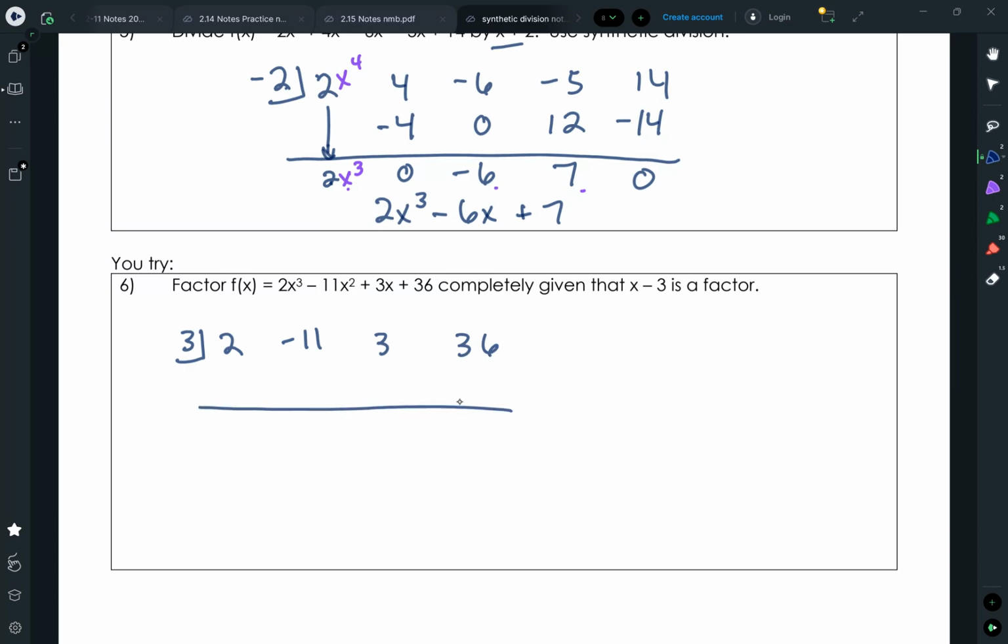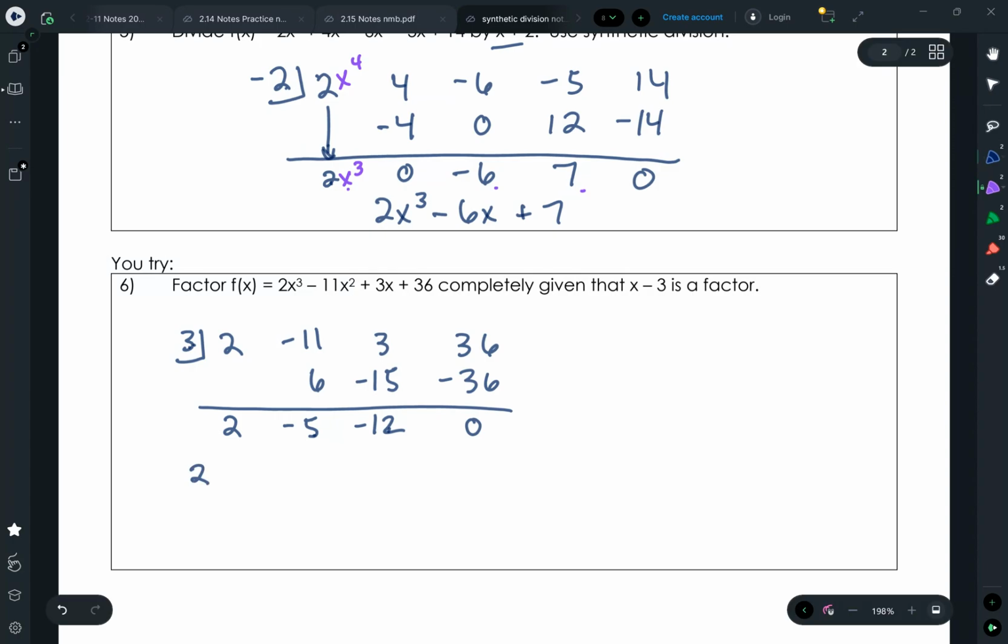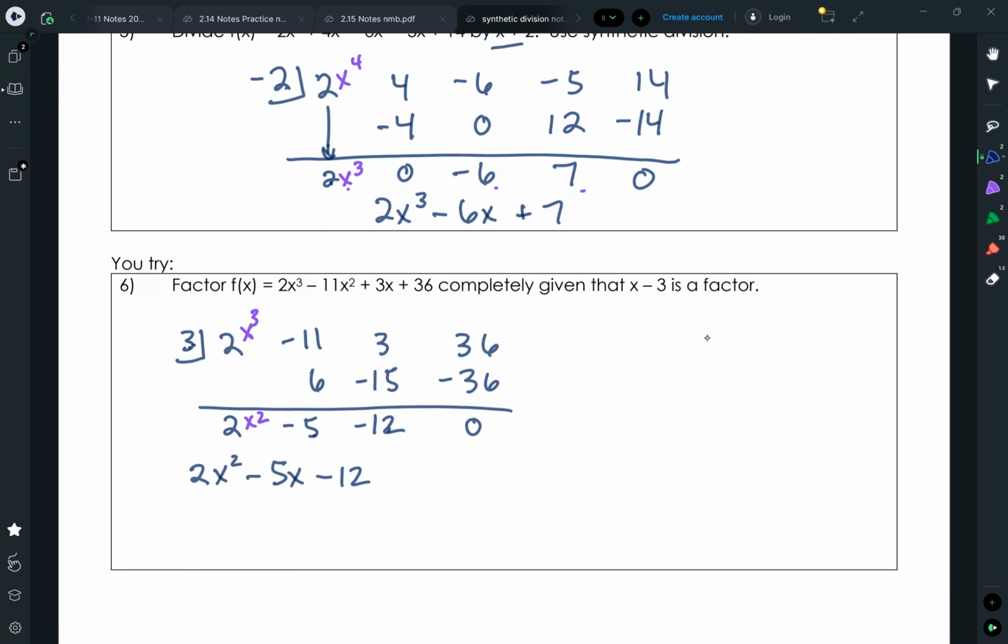So let's bring down the 2, multiply it back, add, multiply it back. So negative 5 times 3 is negative 15. Add, I get negative 12. Negative 12 times 3 is negative 36. Add, we get 0. So right now we have, if we started out with x cubed, then this is going to be an x squared. So what I have right now is 2x squared minus 5x minus 12. So let's go ahead and keep factoring.